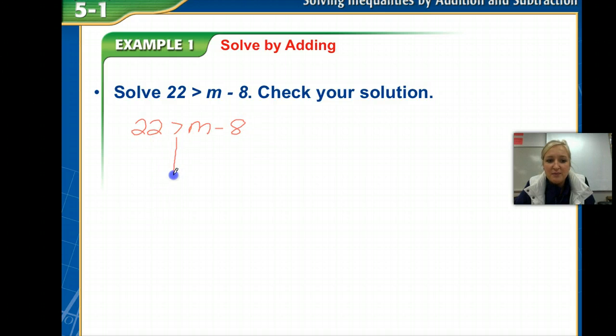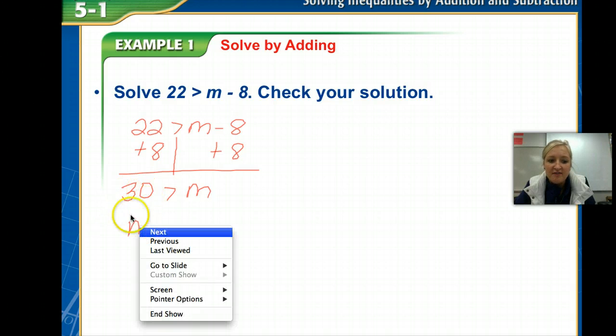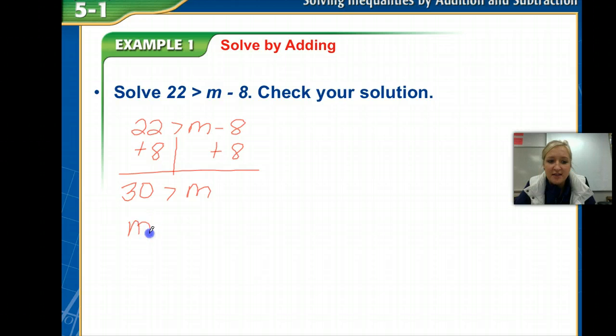Now I'm going to treat this as my equal sign, put my line down the middle, and now I'm going to add 8 to both sides. Now I have 30 is greater than m. But just as I mentioned before, I always want my variable written first. And if I want my variable written first, then it needs to be backwards. So 30 is greater than m, so m is less than 30.